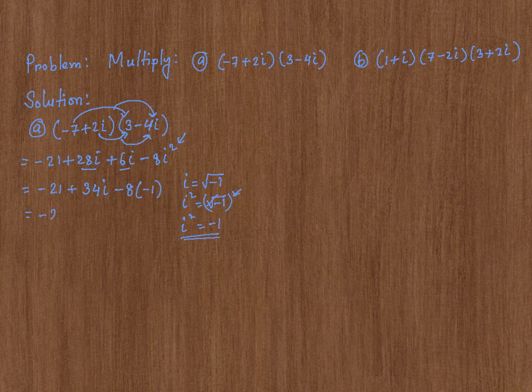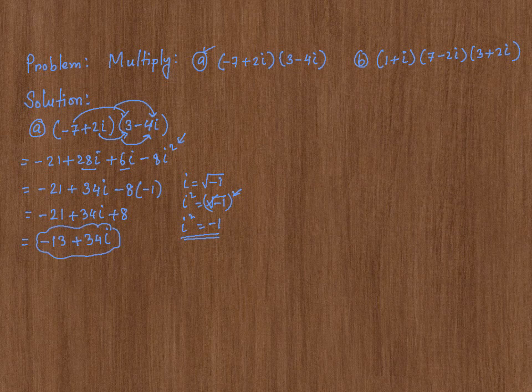So it's going to be negative 21 plus 34i plus 8, which is negative 13 plus 34i. And that's your answer for the first one.